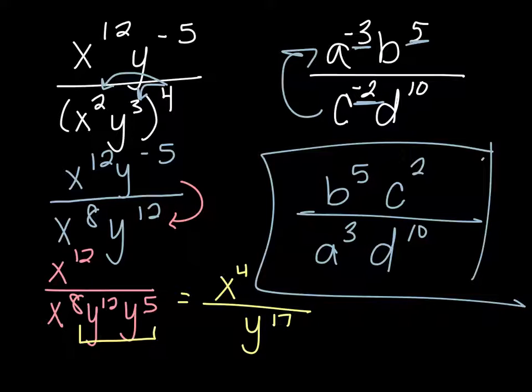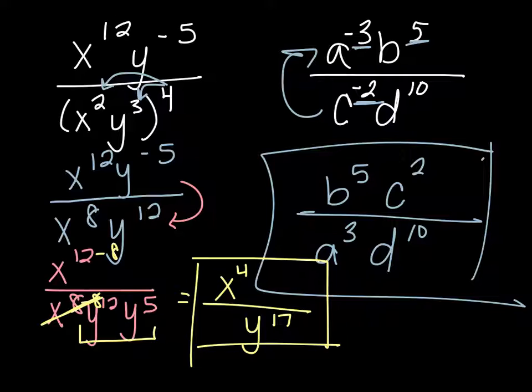What I just did is I took the smaller one and I subtracted the exponent. This will give me x to the 0, which is 1. 12 minus 8 is 4. So my final answer is x to the 4th, y to the 17th.